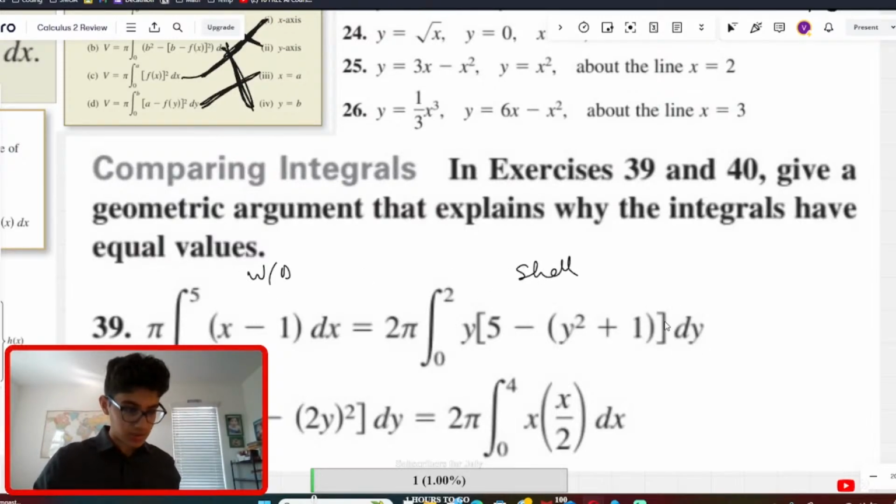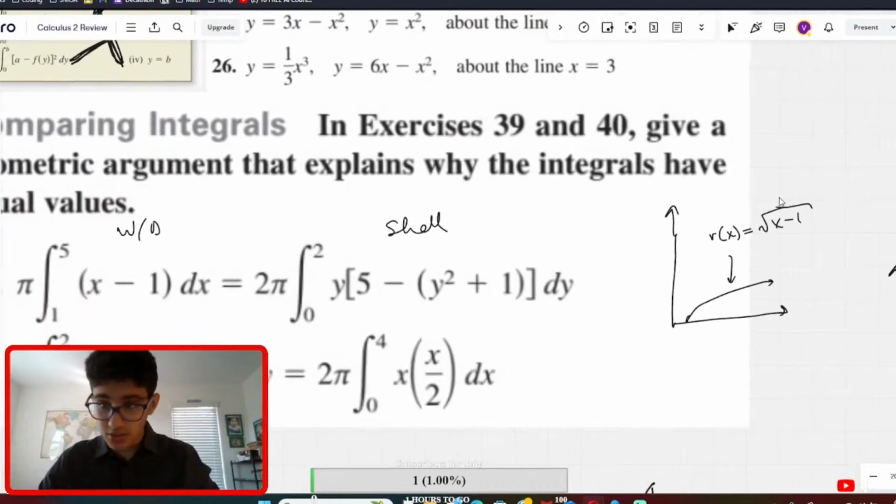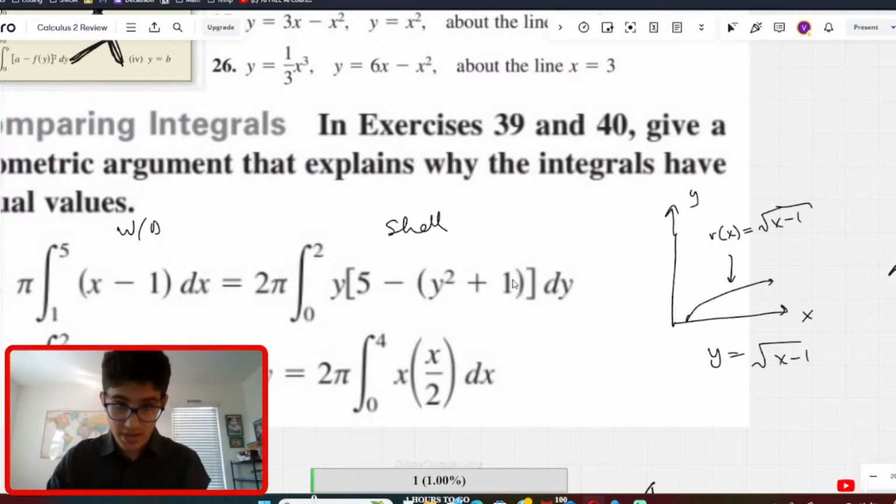And here it's dy for the same reason. So if we try to graph it out, right? Let's think about it. Remember, this is r of x squared. So r of x is just x square root of x minus 1, right? Which would look something like this. In other words, we can say that y is equal to the square root of x minus 1. If you want to now put it in terms of y, like it's been done over here.